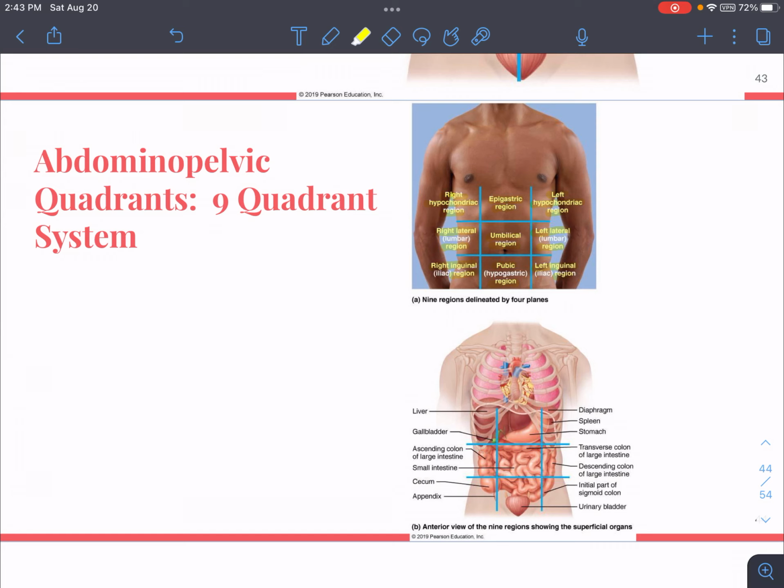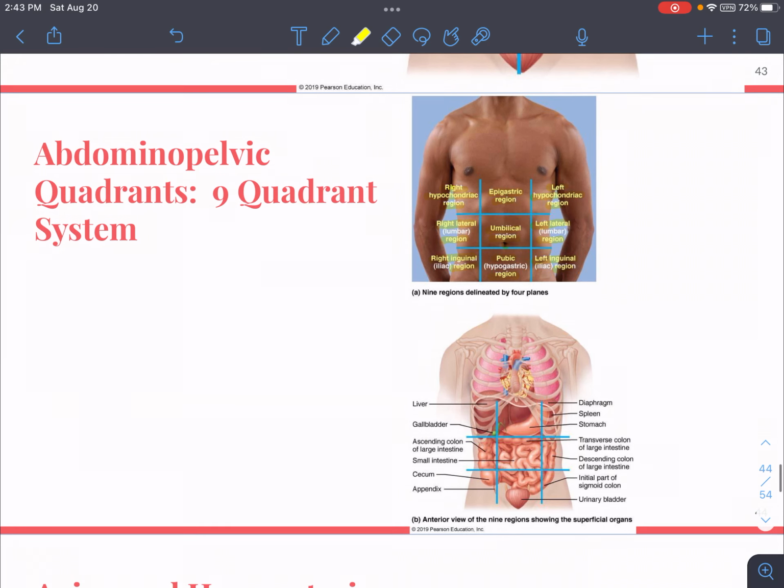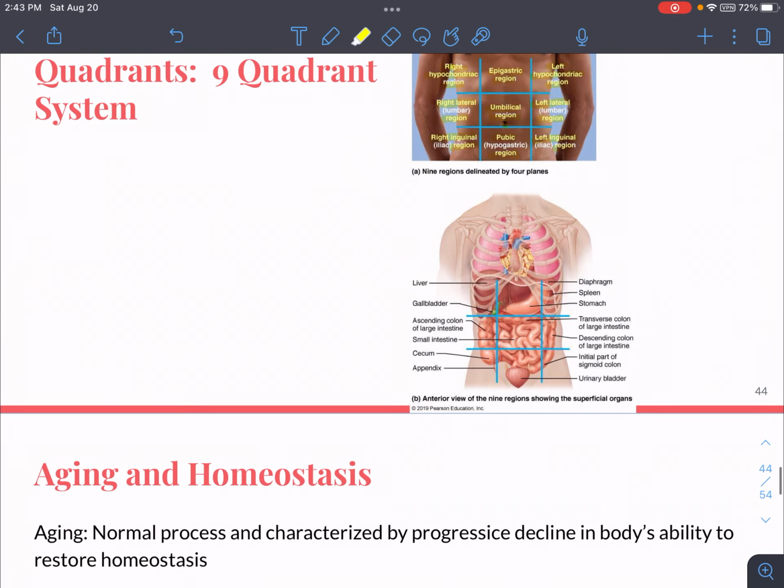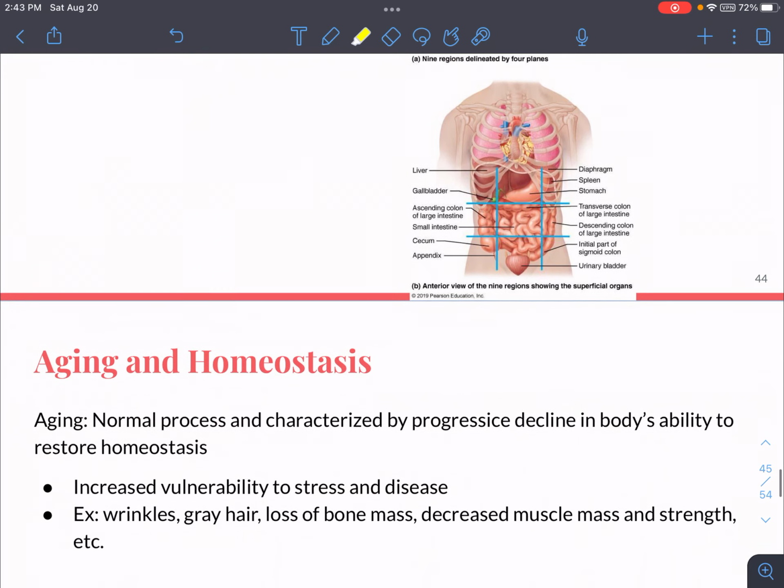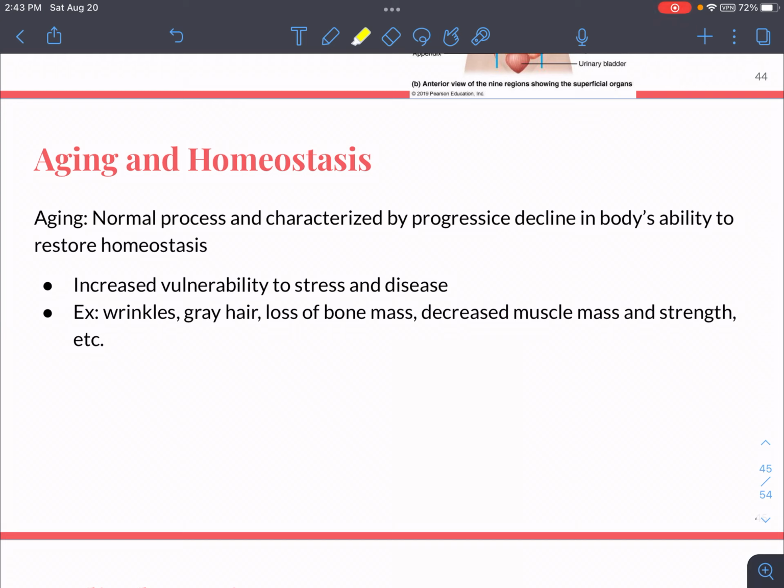Hypochondriac, left and right. Epigastric, gastric is for stomach. Umbilical region, so where your belly button is, and then right lateral or lumbar region, and left lateral or lumbar region kind of fits where your lumbar spine is. So 2 more topics, then we're done with our introduction to anatomy.